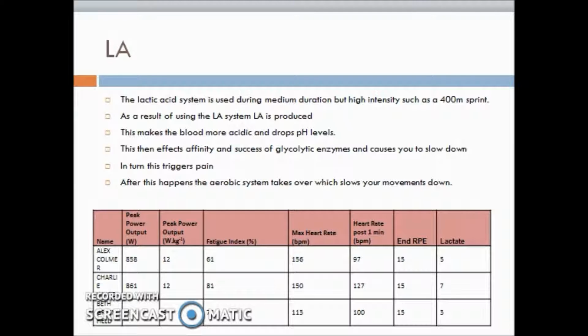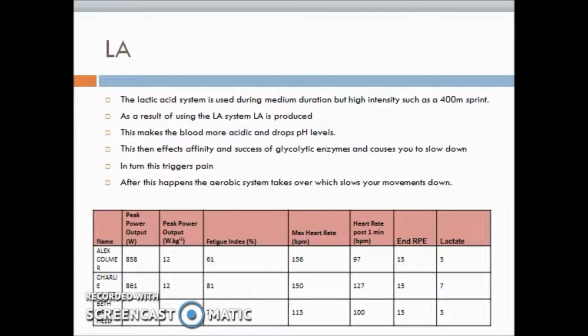Second waste product, lactic acid. The lactic acid system itself is used during medium duration but high intensity exercise, such as a 400 meter sprint. As a result of this, when you're using the lactic acid system, the waste product is lactic acid. That's one of the disadvantages of the system itself. The lactic acid system will become the dominant energy system during exercise with medium duration but high intensity, as said before.